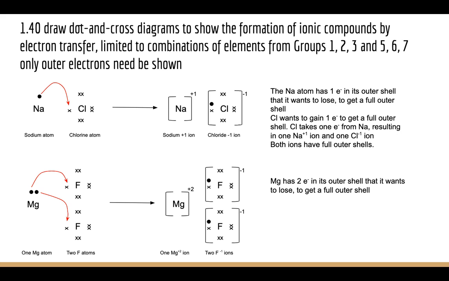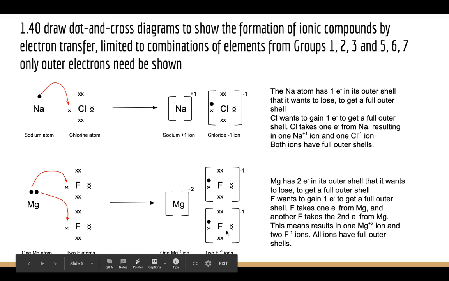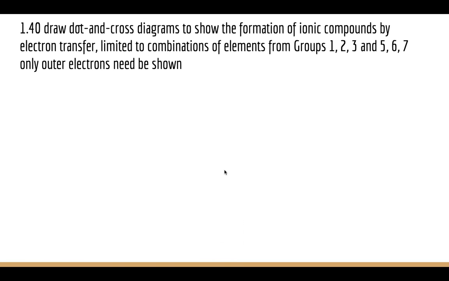Magnesium's got 2 electrons in its outer shell that it wants to lose. Fluorine wants to gain 1 electron, and because there are 2 electrons to be received, 2 fluorines gain those, resulting in 1 Mg2+ and 2 F- ions. And you'll notice that all ions have full outer shells.